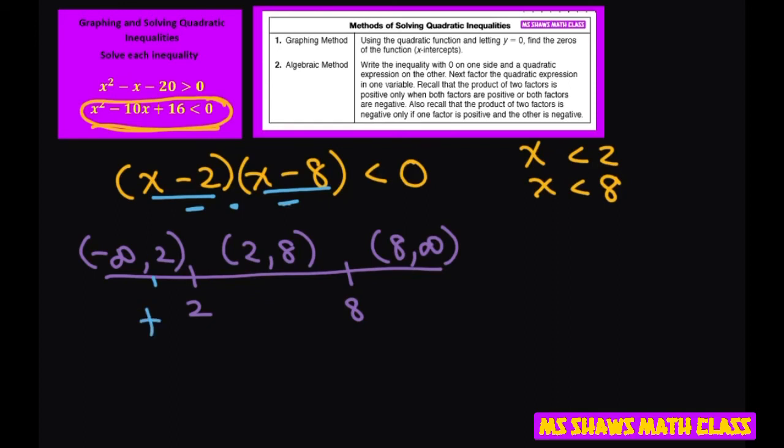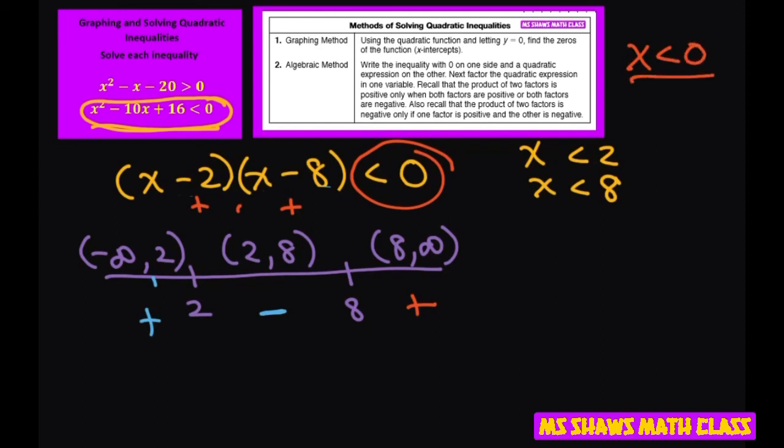Now let's plug in another number. Let's plug in 3. You can plug in 3, 4, 5, 6. If I plug in 3 here, I get a positive times a negative, which is negative. Then for 8 to infinity, I can plug in 9. I get a positive times a positive, which is positive. Well, we want negative. Anytime a teacher writes that, it means the expression is negative. So this is the one that's negative.